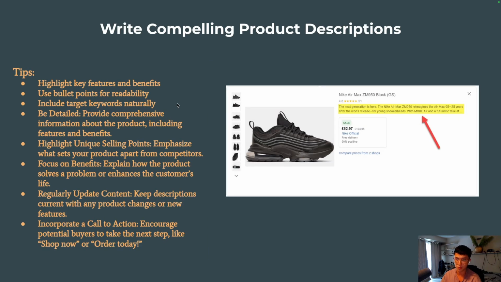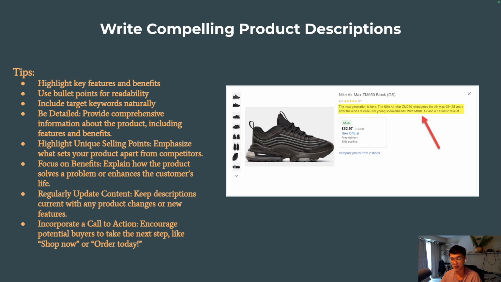This is another important one. So some tips here. You got to highlight your key features and benefits. Use bullet points for readability if possible. Make sure you include target keywords naturally. Be detailed. Provide comprehensive information about your products, including the features and benefits. Highlight unique selling points. So make sure you outline what sets you apart from your competitors. Focus on benefits here. Explain how the product solves a problem or enhances the customer's life.